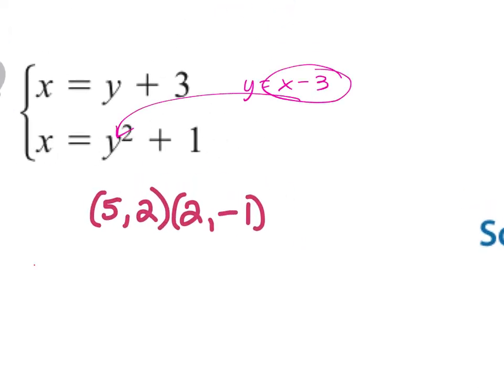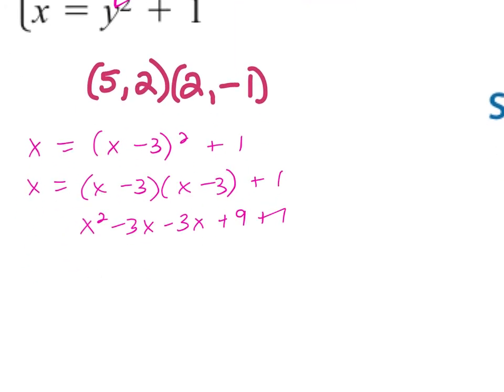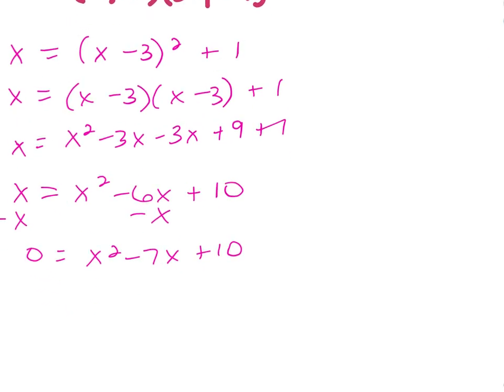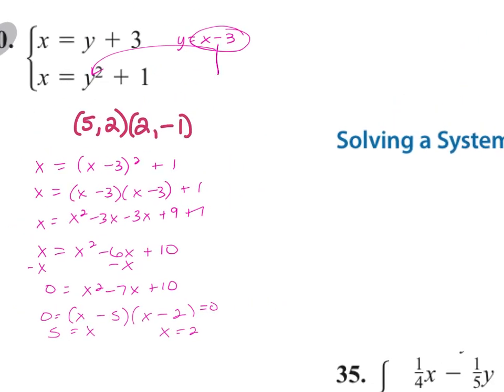But then when you plug this in, you've got to FOIL it out. So I'd get x equals, and this would be x minus 3 times x minus 3. X squared minus 3x minus 3x plus 9 plus 1. And then move the x. And that's negative 5 and negative 2. And then you got to take both of those and plug it back in. So if you're plugging it back in here, that's the first one, 5, 2, and then plug in 2. And that's the second one.